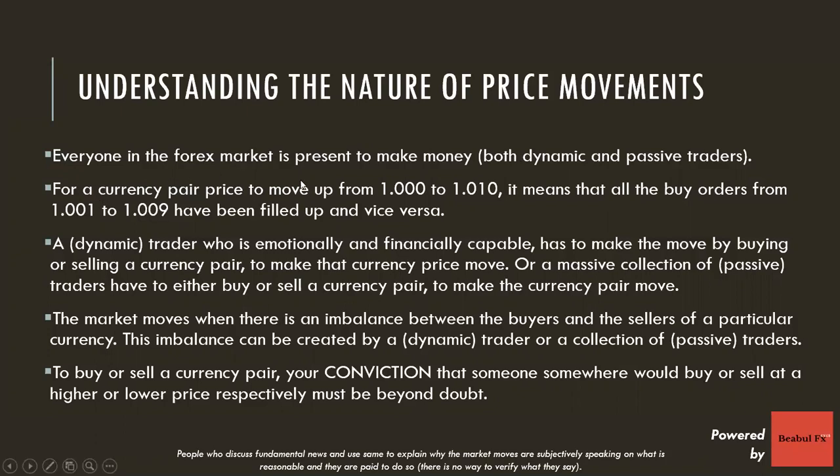For a currency pair to move from 1.000 to 1.010, it means that all the buy orders between 1.001 to 1.009 have been filled up, and vice versa. I gave you an example today. Gold moved from 1735 to 1742. For gold to move up from 1735 to 1742 means that from 1736 to 1741, all the buy orders within those levels have been filled up.